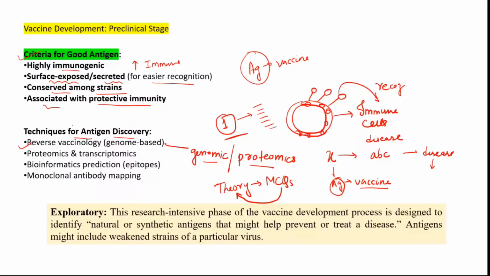Now we have proteomics and transcriptomics. Proteomics means protein based data and transcriptomics means mRNA based data. All these techniques basically employ computational biology, bioinformatics, you can say. So we have different bioinformatic tools for providing data at different levels. We can use monoclonal antibody mapping. We can design a specific antibody for a particular epitope.